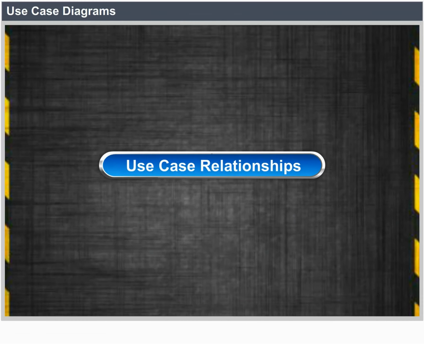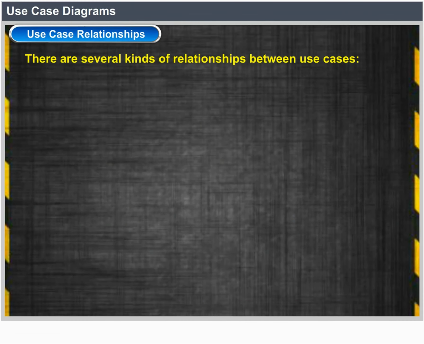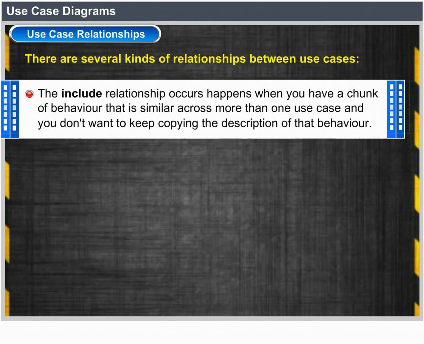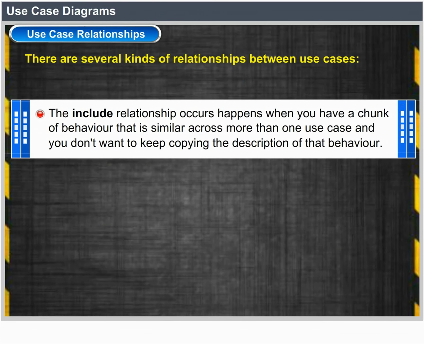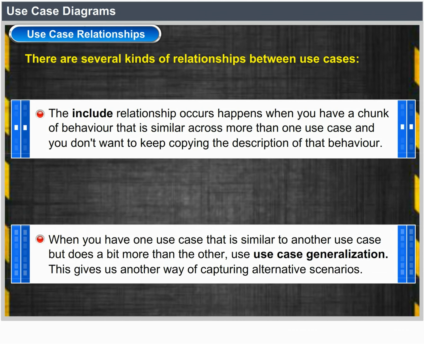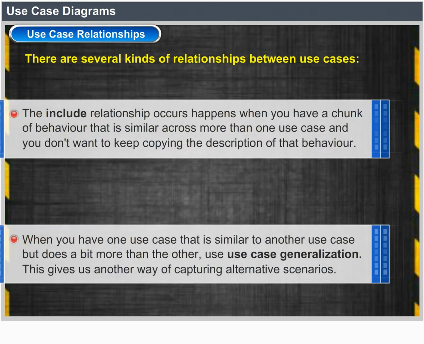Use case relationships. There are several kinds of relationship between use cases. They include include, which occurs when you have a chunk of behavior that is similar across more than one use case and you don't want to keep copying the description of that behavior. Then there is extend, when you have one use case that is similar to another use case but does a bit more than the other. Use case generalization gives us another way of capturing alternative scenarios.